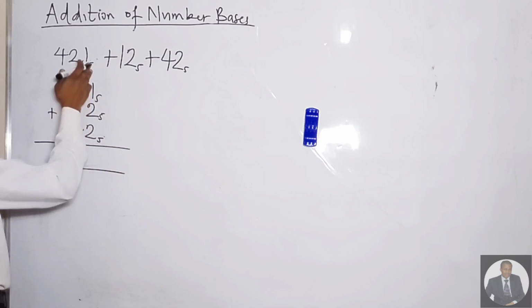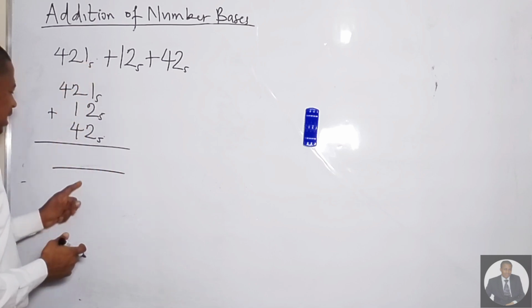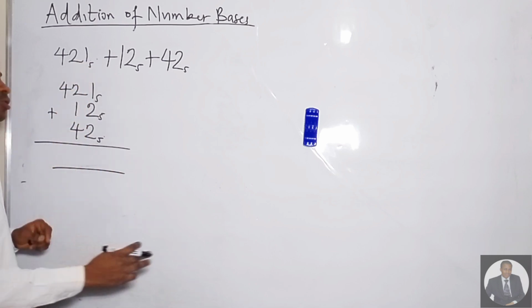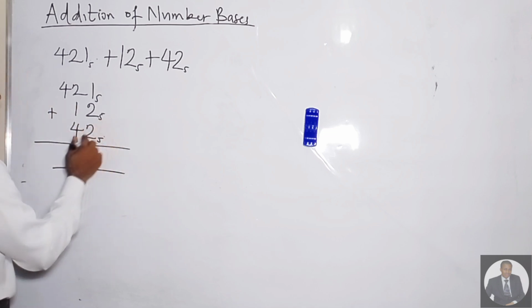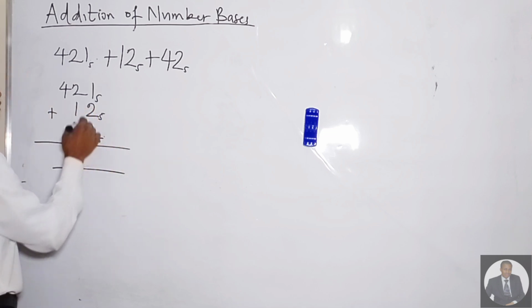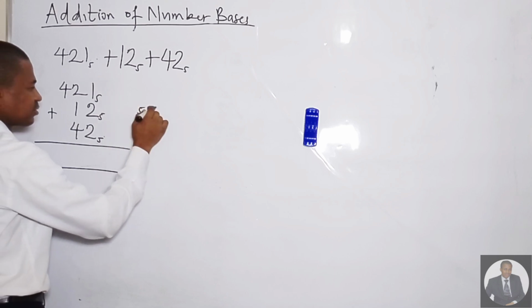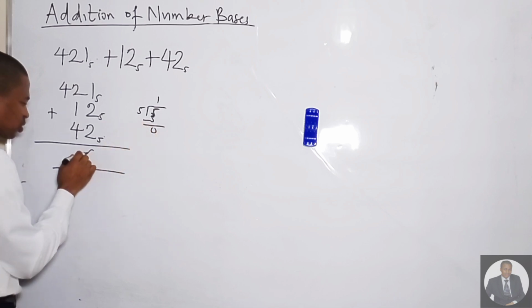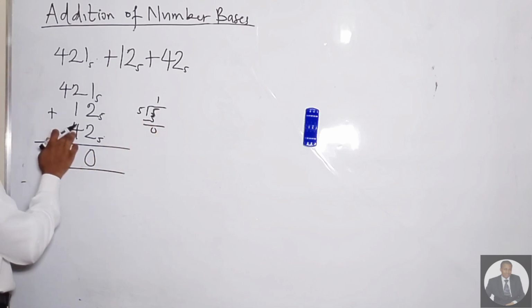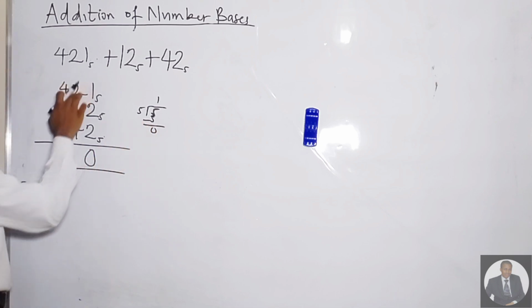So no, we cannot get any answer as 5 or 6. All the answers we get must be at least 1 lower than the base. 2 plus 2, 4 plus 1, 5. We cannot write 5. So we say, how many 5 is in 5? 1. It remains 0. So what remains, we write 0. 4 plus 2, 6 plus 1, 7.